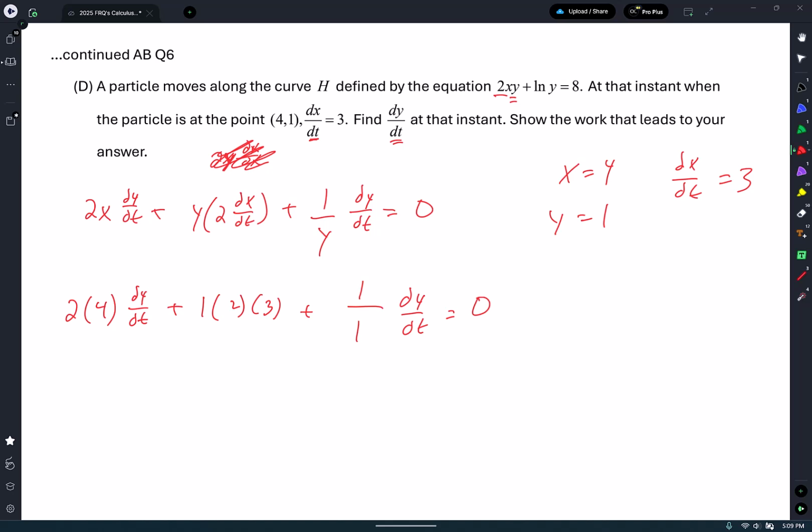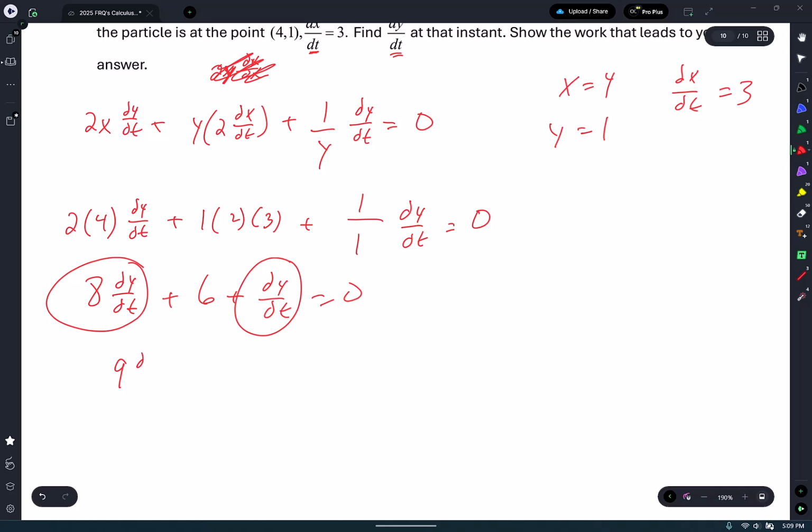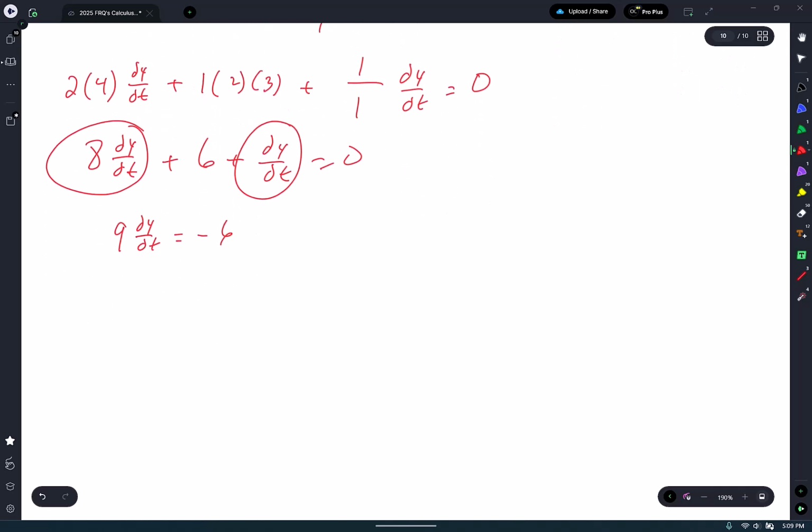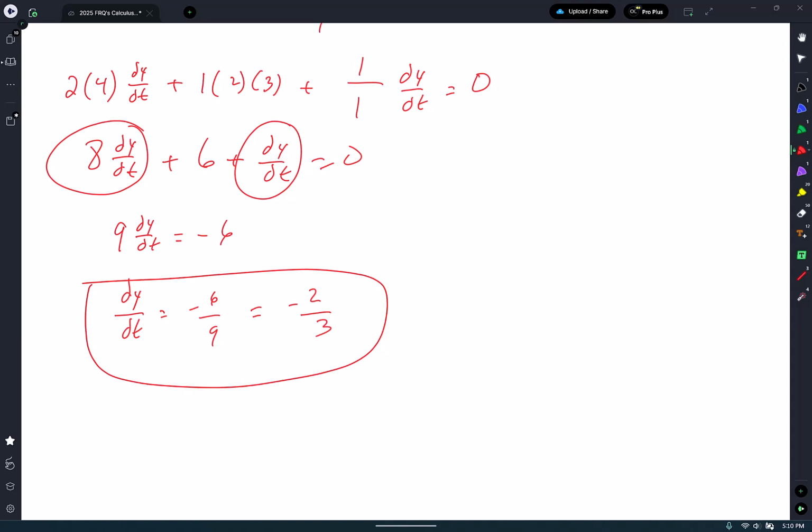Let's see, 2 times 4 is 8, so 8 dy/dt plus 1 times 2 times 3, that's 6, plus dy/dt equals 0. So I see an 8 dy/dt and a dy/dt, so that's going to be 9 dy/dt. And I'm going to move that 6 to the other side, negative 6. And there, we pretty much got it. Just divide by 9. dy/dt equals negative 6 over 9, which is the same as negative 2/3. And we got it, guys.